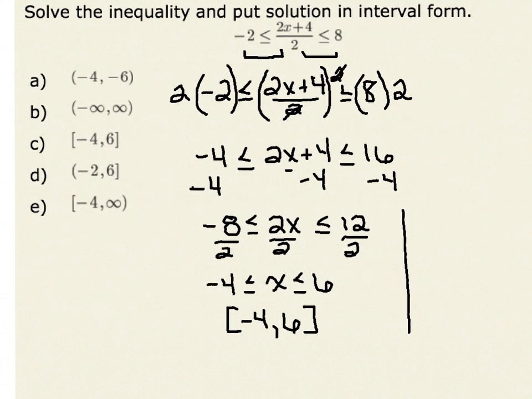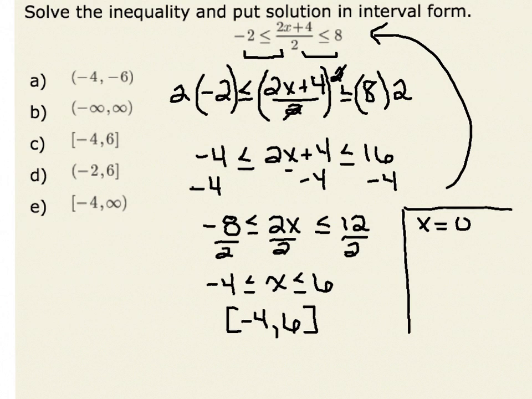We could check this. For example, if I let x equal to 0, since 0 is between negative 4 and 6, I want to substitute it back into my original compound inequality. I want to verify that when I do that, I would get a value between negative 2 and a positive 8. I would see that (2 times 0 plus 4) divided by 2 is 2 times 0, which is 0, plus 4 more is 4. 4 divided by 2 is 2. And I would see that indeed 2 is less than or equal to 8, but at the same time 2 is greater than or equal to a negative 2.